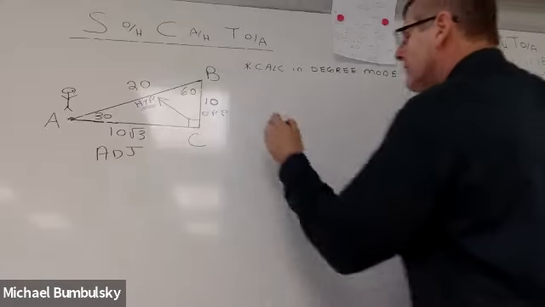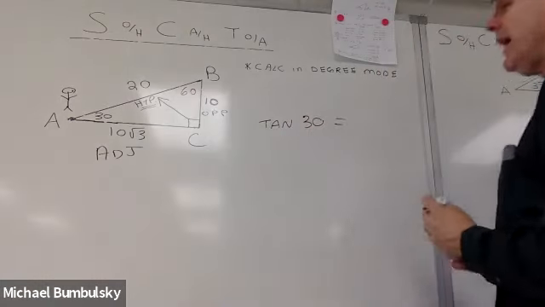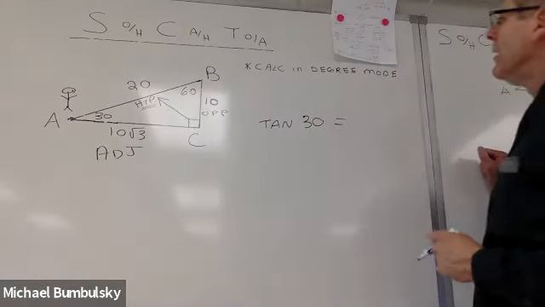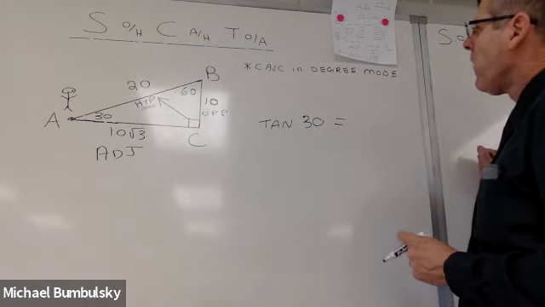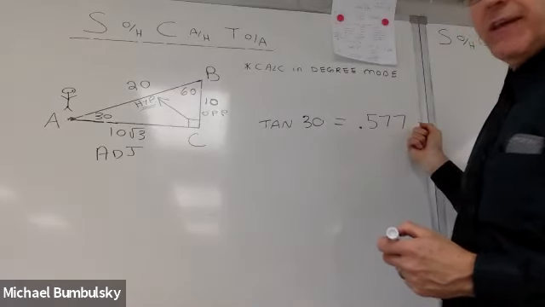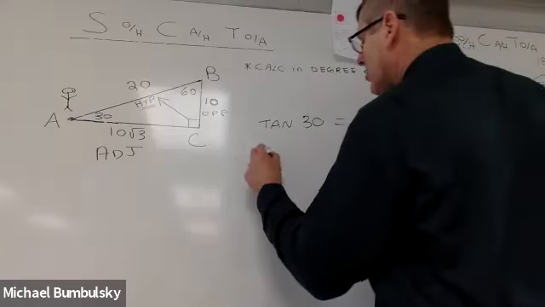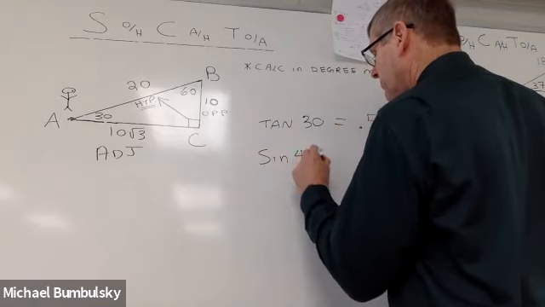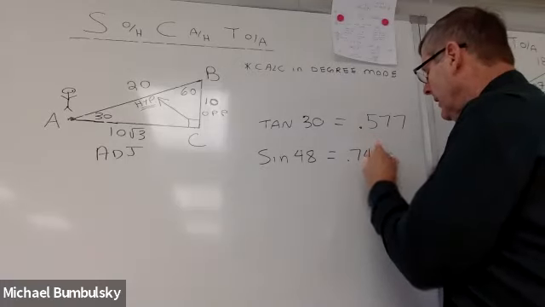Let's do a couple more to make sure we understand how to do that. What if I told you to find the tangent of 30? What would the tangent of 30 be? On your calculator, what's it tell you? 0.577. Generally we'll write it to the nearest thousandth and then round off to the nearest hundredth. Okay, let's try another one. Let's try sine of 48. What do you get the sine of 48 to be? 0.743, I think it comes out to be.